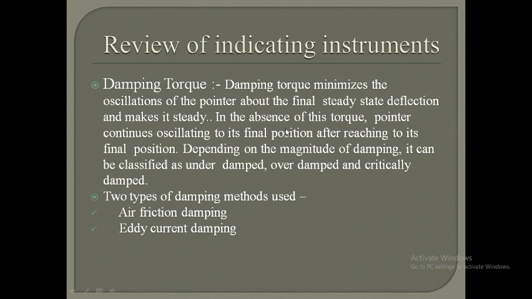Damping torque minimizes the oscillation of the pointer at the final steady state deflection and makes it steady. In the absence of this torque, the pointer continues oscillating after reaching its final position. Depending on the magnitude of damping, it can be classified as underdamped, overdamped and critically damped. Two types of damping methods are used: air friction damping and eddy current damping. Which one is used depends on the type of instrument we are using, to damp out the oscillations.